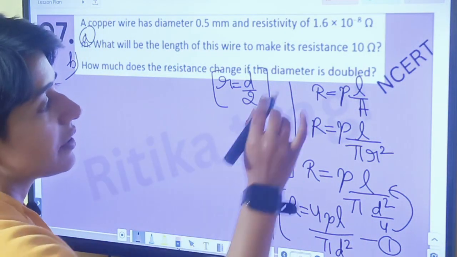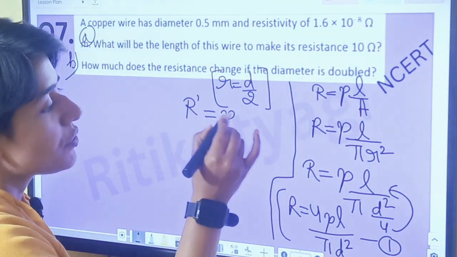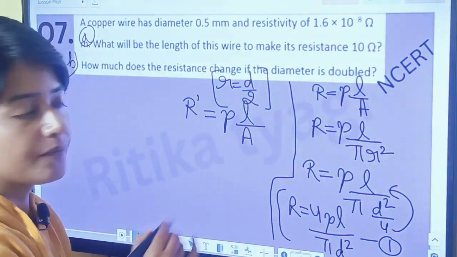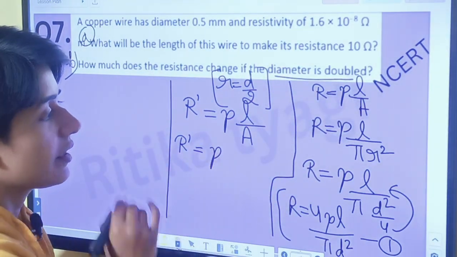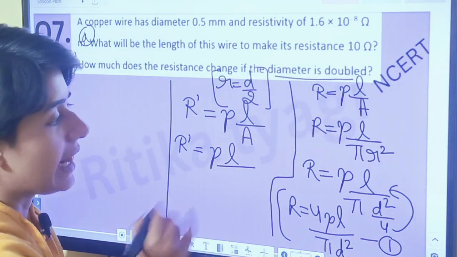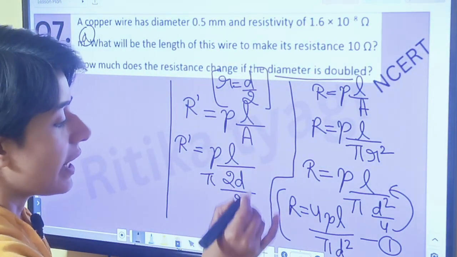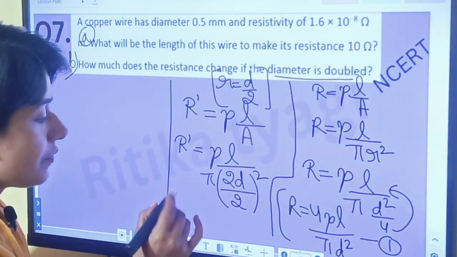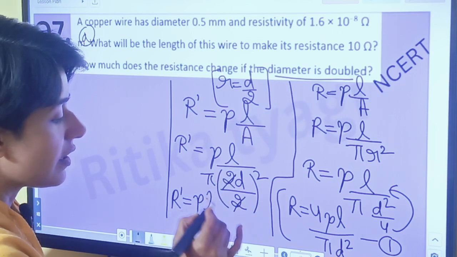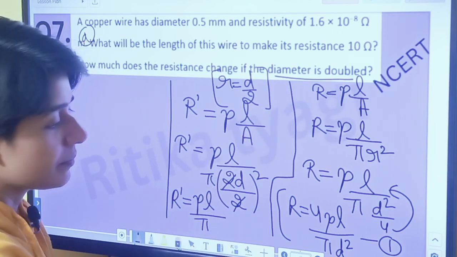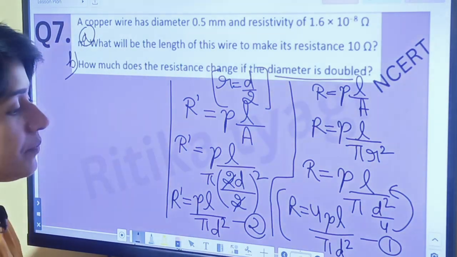Now it is given that diameter is doubled. Then new resistance, let R dash, is equal to rho L by A. It is given that diameter is doubled, then it is equal to rho L by pi times 2D by 2 whole square. That is R dash is equal to, 2 cancels 2, rho L by D square. Now it is the second equation.